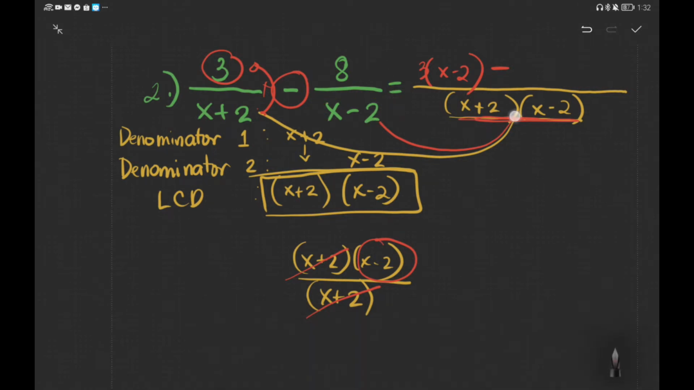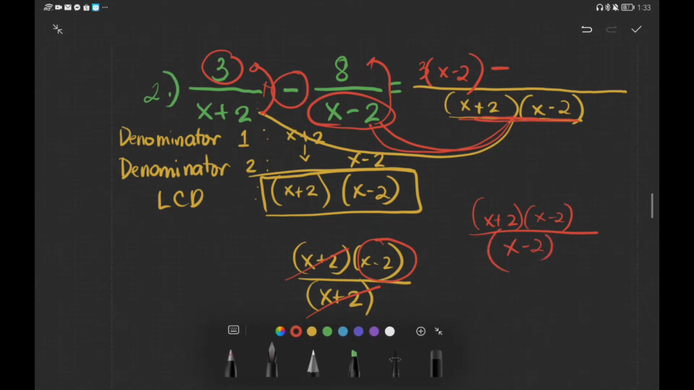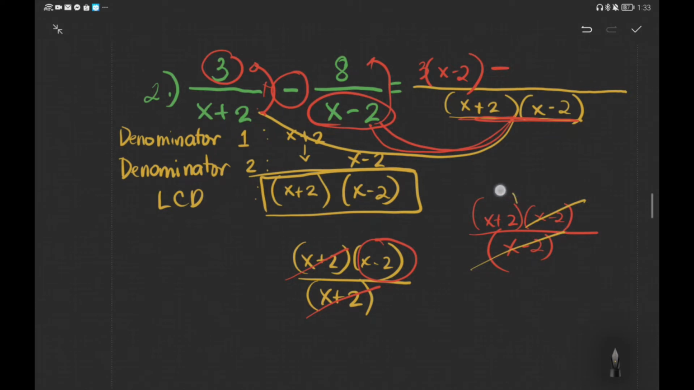So that, divide rather. Divide then multiply. That is x plus 2 times x minus 2 divided by x minus 2. Since they are the same in the numerator and denominator, we can cancel that out. What remains is x plus 2. What remains is x plus 2, multiply this by 8. So that becomes 8 times x plus 2.